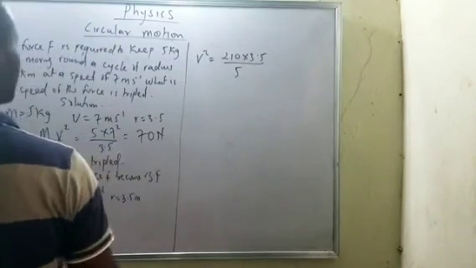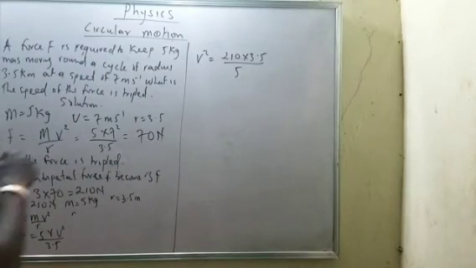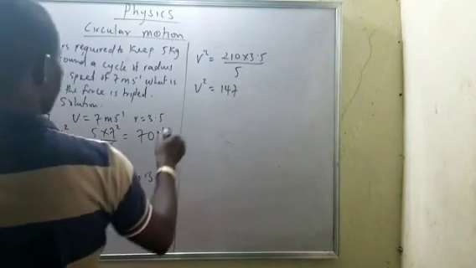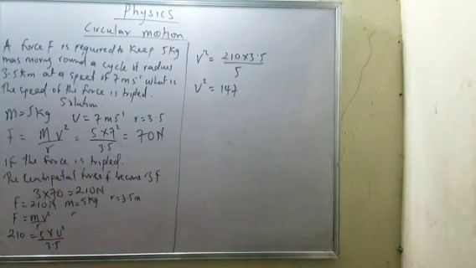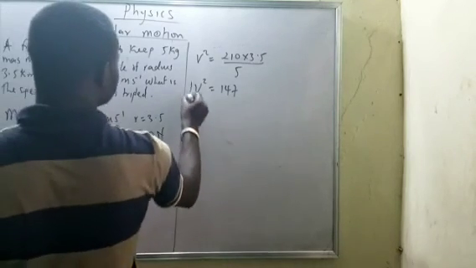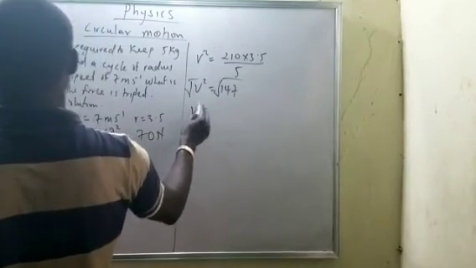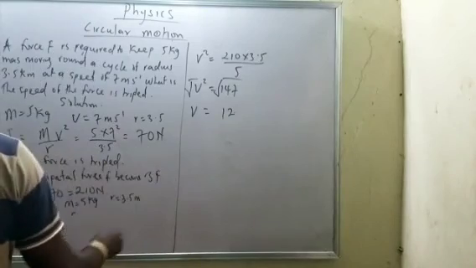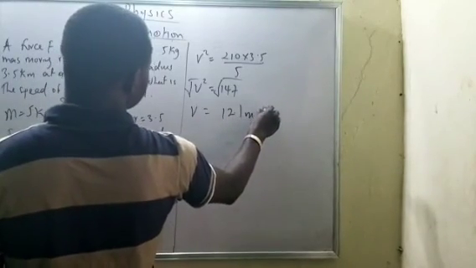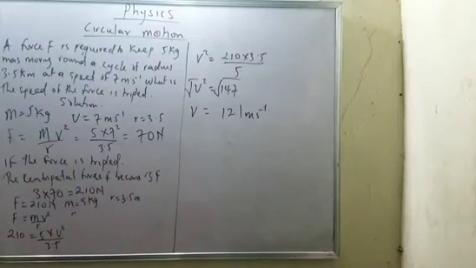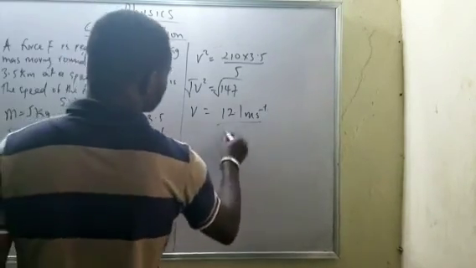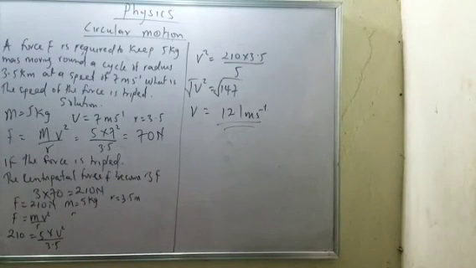Now, pressing my calculator, I have v squared equal to 147. Yes, take the root of both sides. My v will be equal to 12.1 meter per second. That is my velocity. Now, let me take a note. If that is the case, I think that is what we need to get.